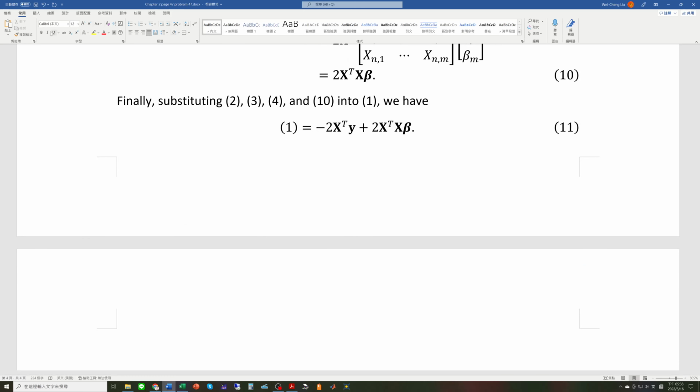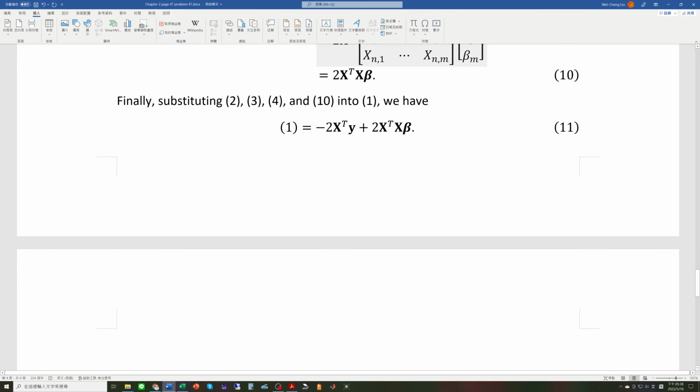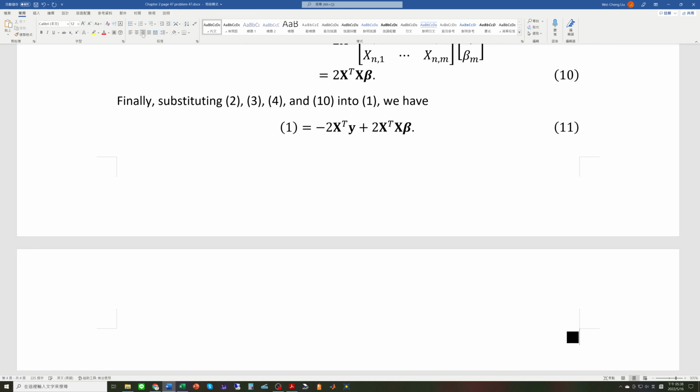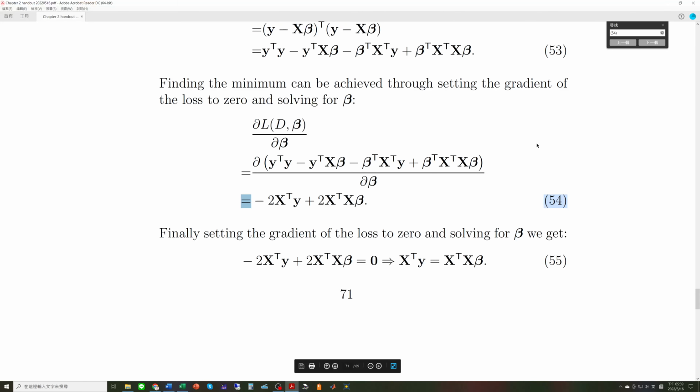Let us insert a black square here and a line left. So we have completed deriving this equation. Do you have any questions? If you do not have any questions, let us go back to the handout of chapter 2.